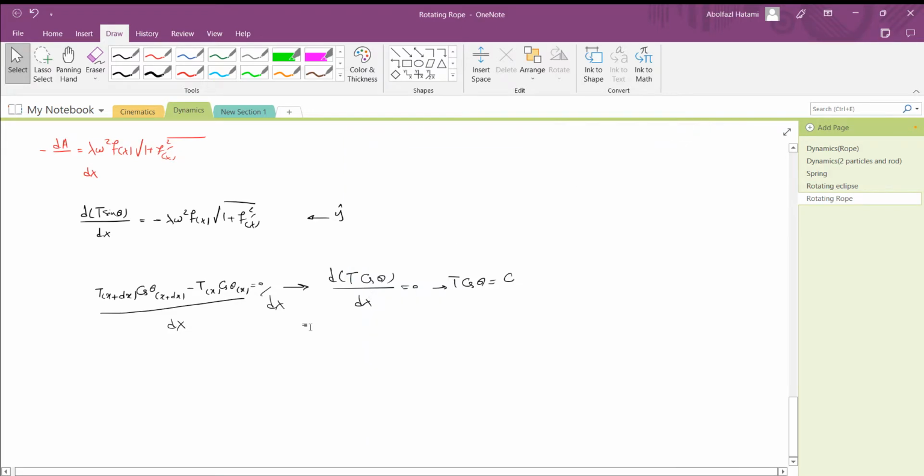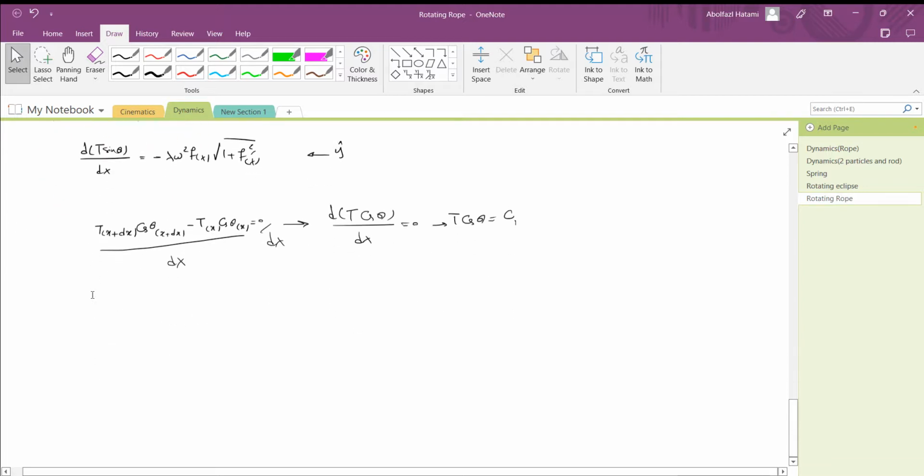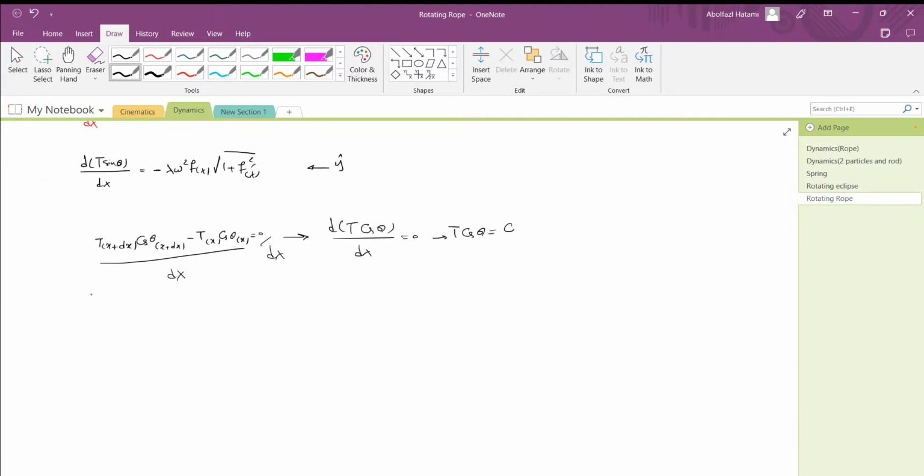Sorry about the interruption. I don't know what happened to my OneNote. Okay, we understood that if we divide both sides of this equation by dx, the left side is, again, the definition of the derivative. So the derivative of t cosine theta is going to be 0, and if the derivative of something is 0, then that element is constant. So t cosine theta is going to be some constant, for example, we call it c.